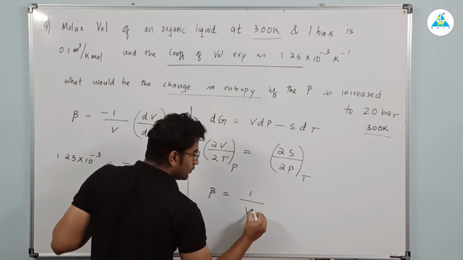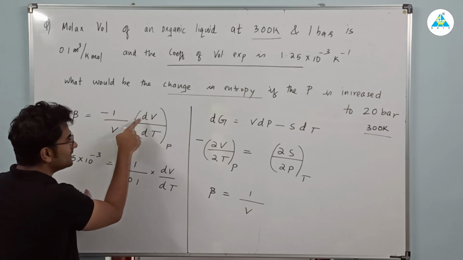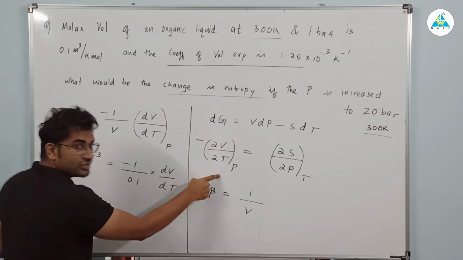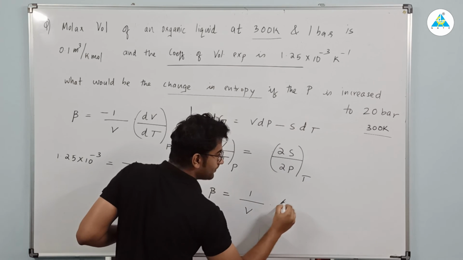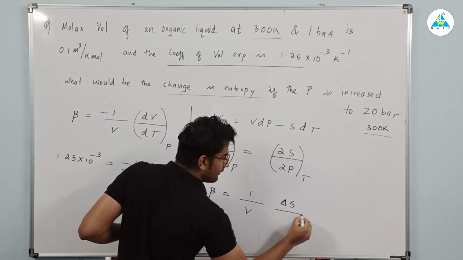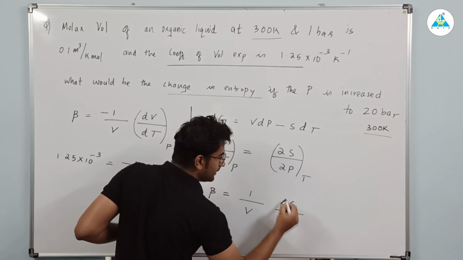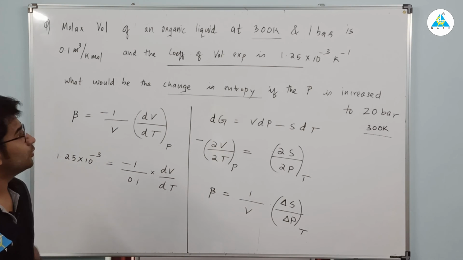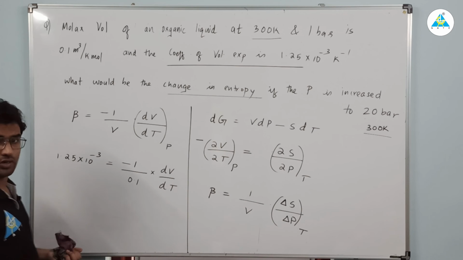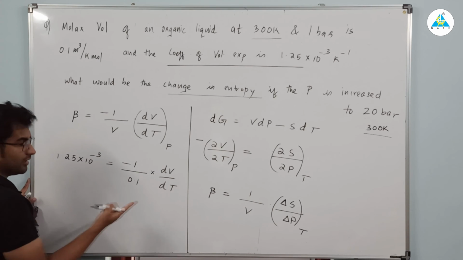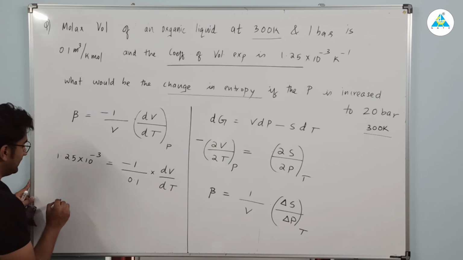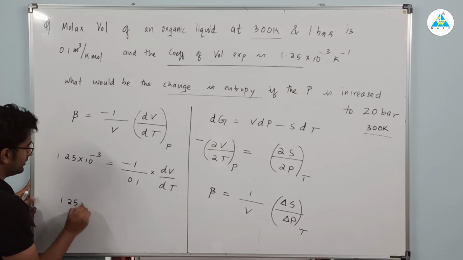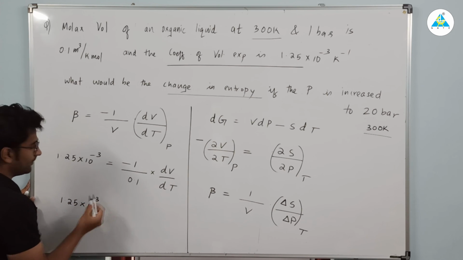1 by V into, instead of minus dV by dT at constant pressure, I am substituting what? It will be delta S divided by delta P at constant temperature. Very simple. You need what? Entropy change, delta S. All the other values you have. What is beta? Beta you know, V do you know? Beta is 1.25 into 10 power minus 3.